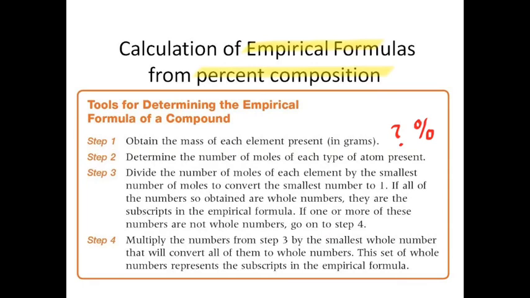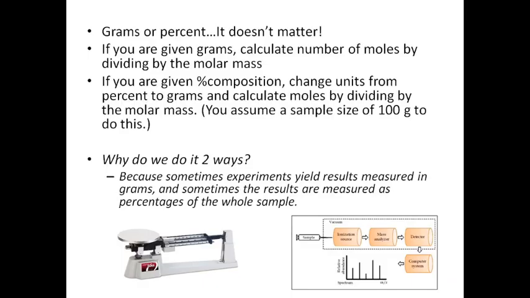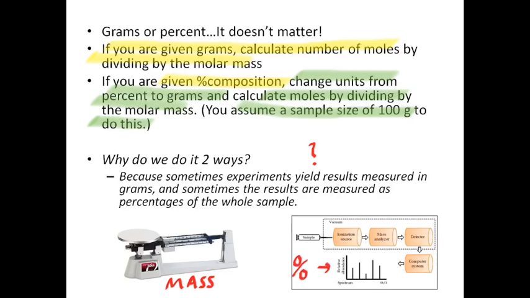We use percentage. We're given percentage, so it doesn't really matter. If you are given grams, we calculate the molar mass using grams. If you're given percent composition, you change the units from percent to grams and calculate the moles by dividing by the molar mass. You can assume a sample size of 100 grams to do this. Why do we do it two ways? Because sometimes in experiments we record mass, and sometimes we use an instrument which reports back percentages.